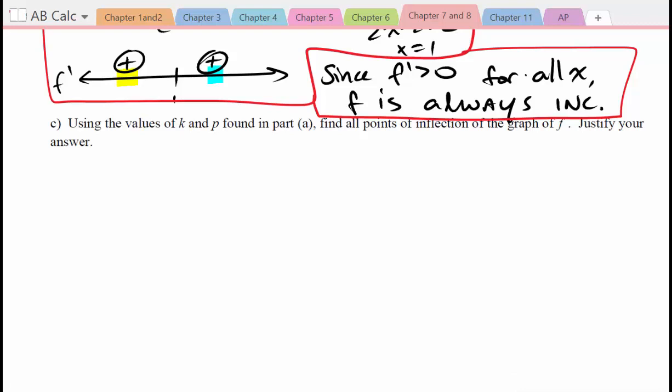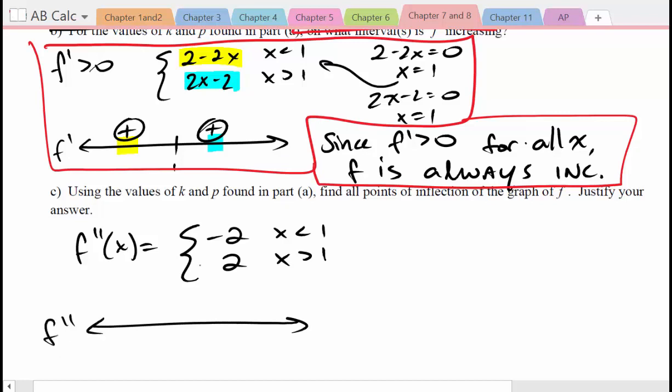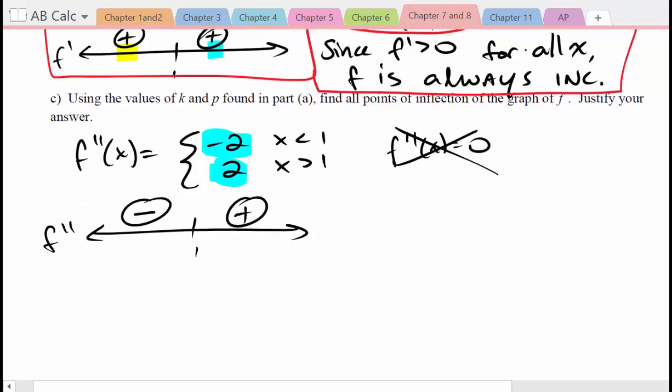C, using the values of k and p found in Part A, find all points of inflection on the graph of f. Well, we better look at f double prime of x. The derivative of f prime, or the second derivative of f, would be negative 2 when x is less than 1, and it's positive 2 when x is greater than 1. I'm going to look at a sign chart of f double prime, but I notice I have an issue. I'm not going to have any possible inflection points just by taking the second derivative and setting it equal to 0, because that never happens. It either equals negative 2 or positive 2, and it switches at 1. So f double prime is always negative before 1, and f double prime is always positive after 1.